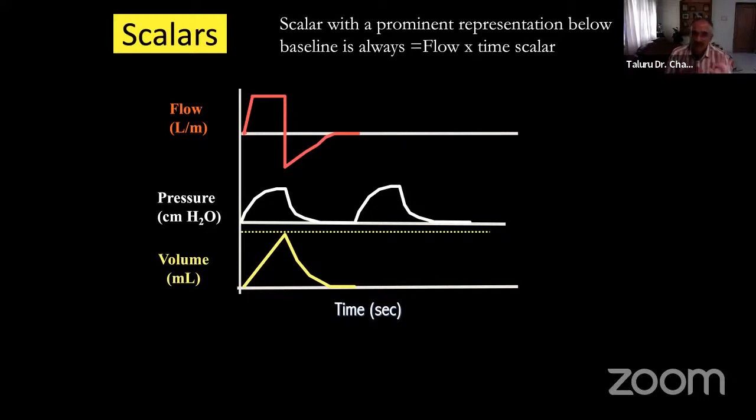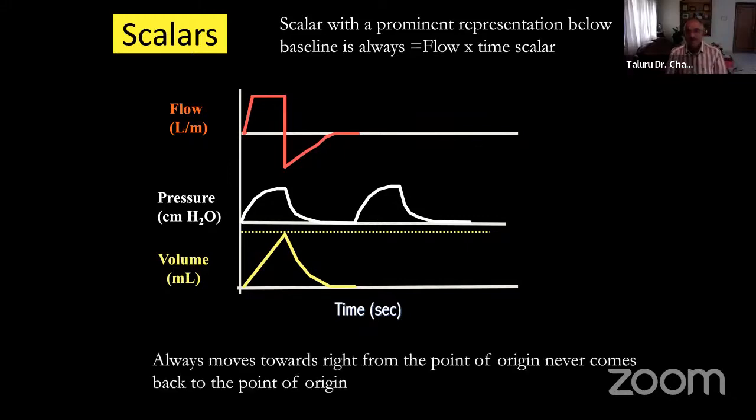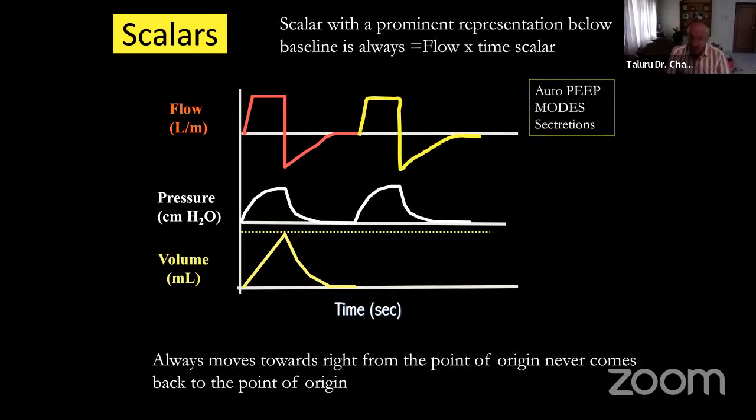So there are three scalars, flow, pressure, and volume, and they start from one point and always move to the right. That's how pressure, volume, everything moves. With the flow versus time scalar, you can estimate auto-PEEP and the response to nebulization. You can understand the modes. You can find out the secretions. This we have already gone through extensively: peak pressure, plateau, driving pressure, and compliance can be estimated.